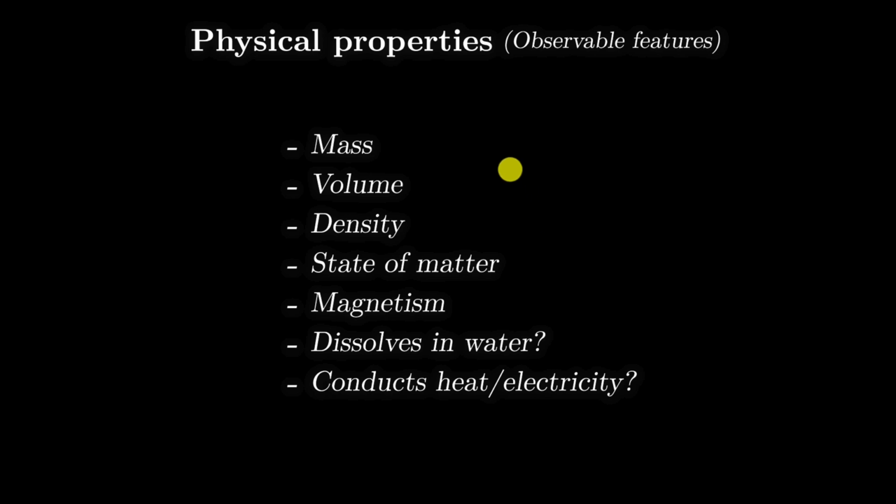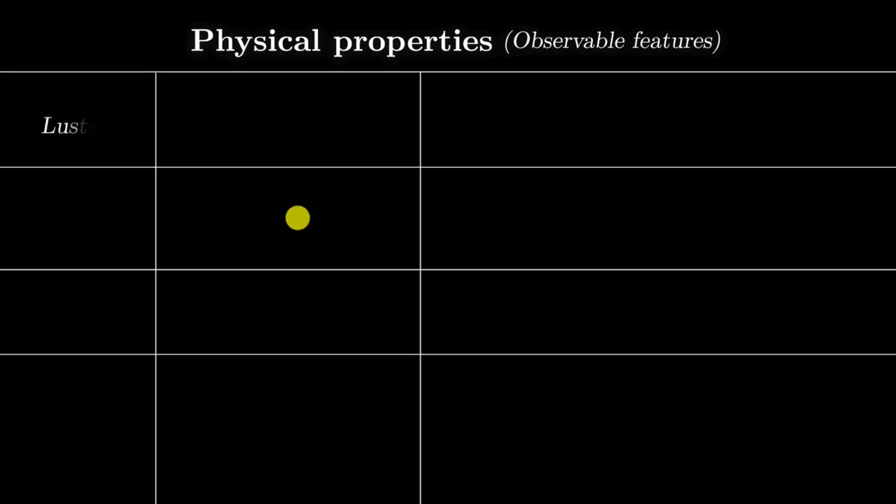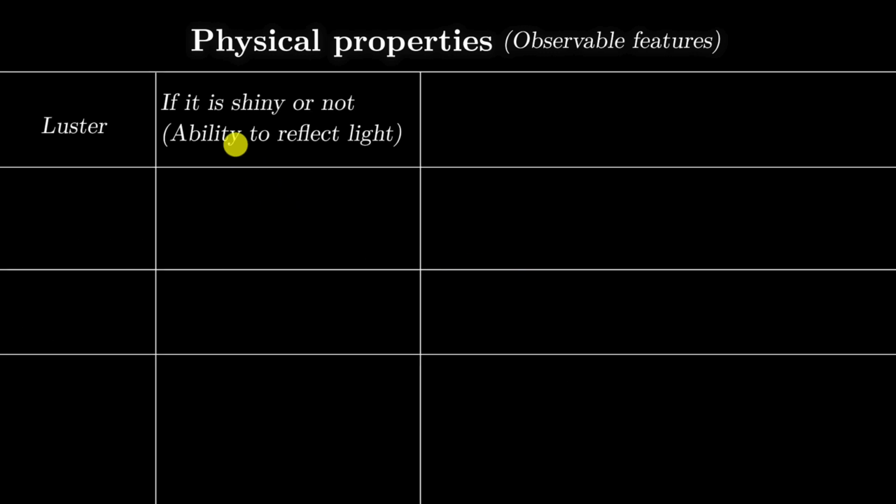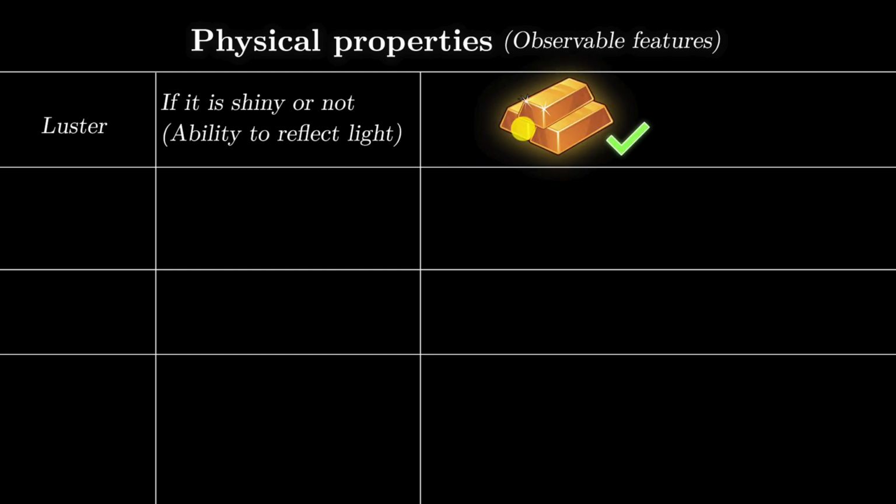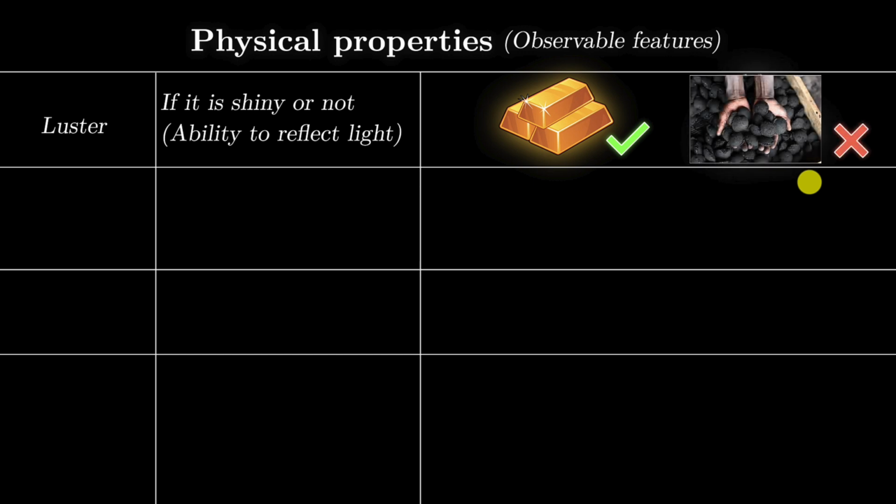But let's also talk about some other physical properties that you may not have heard of, but they're very useful for us. For example, luster. It tells us whether something is shiny or not. Can it reflect light or not? For example, gold is pretty lustrous because it's pretty shiny. But charcoal, which is basically carbon, is not shiny. So it doesn't have luster, or we say it's not lustrous.